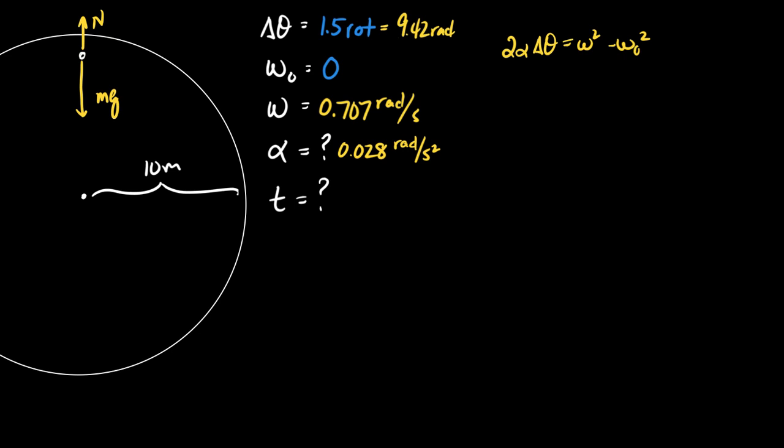Hogsmeade, can you guys tell me what you got for time? Can you tell me how you did it? I used the equation delta theta equals 1/2 (omega plus omega initial) times time. Excellent. I think that'll work just fine. Does anybody need to see that explained in more depth?